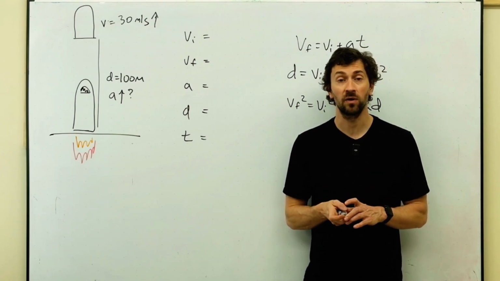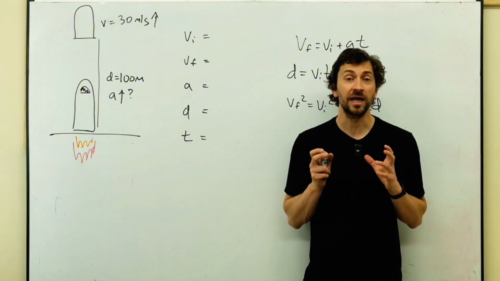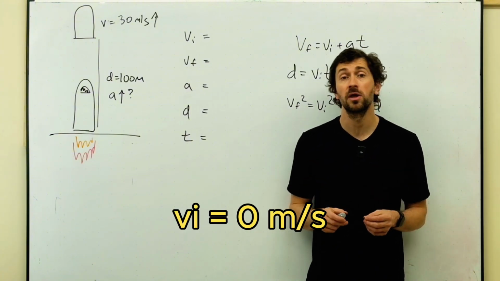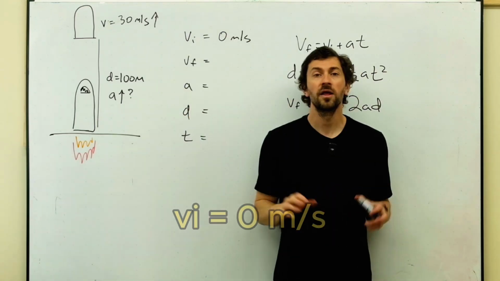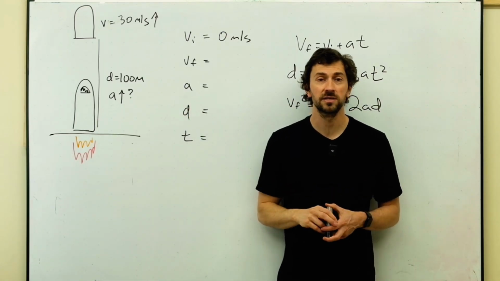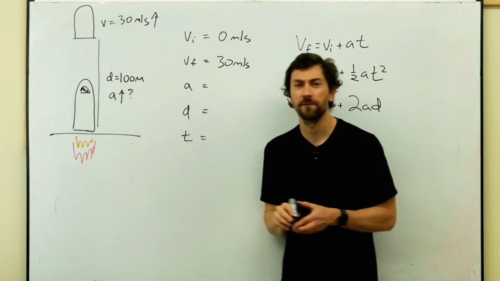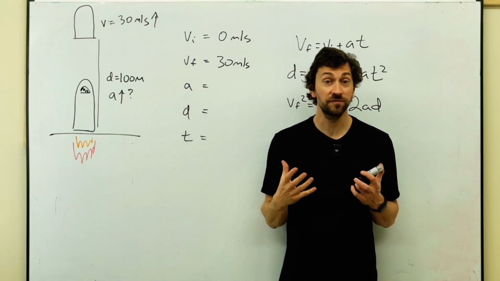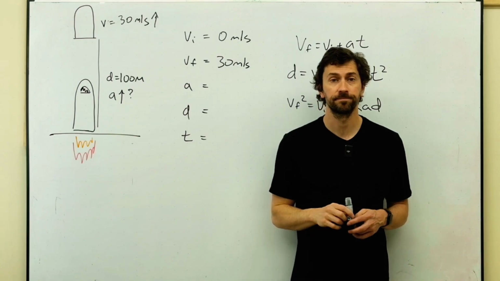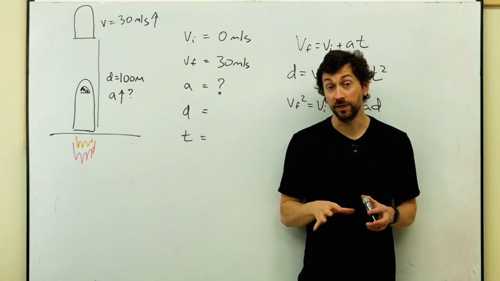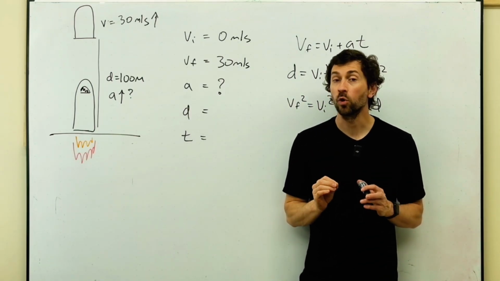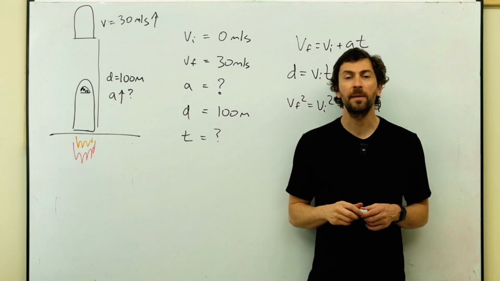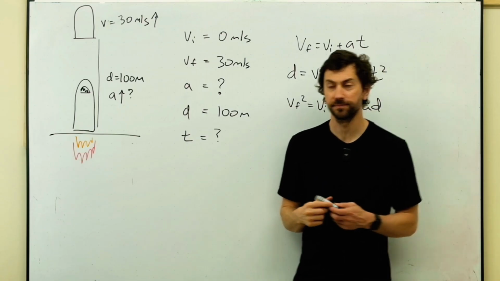So let's write down what we know. We actually know the initial velocity. It said the rocket was at rest at the beginning. So VI is 0. The final velocity is also given to us. That's 30 meters per second. The acceleration is what we want to find. We don't know that, so let's figure it out. I'll put a question mark for that one. The distance is 100 meters, and the time we don't know and we don't care about. I'm going to write time question mark and put an X through it.